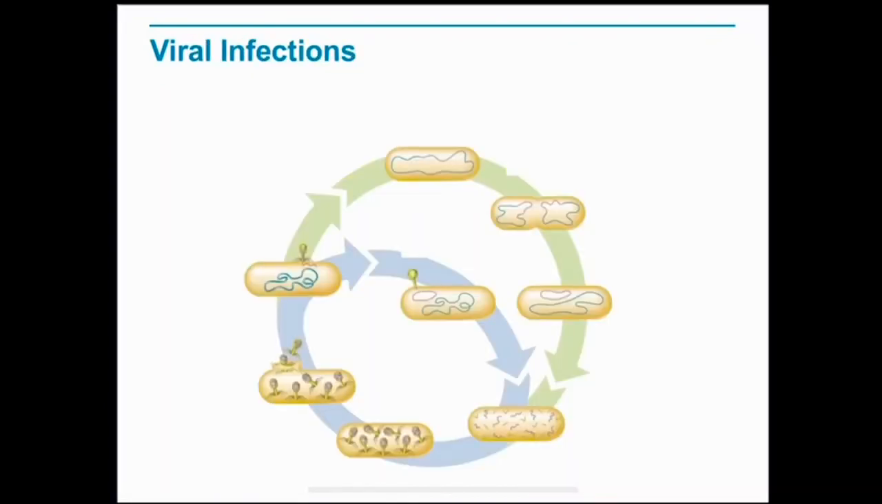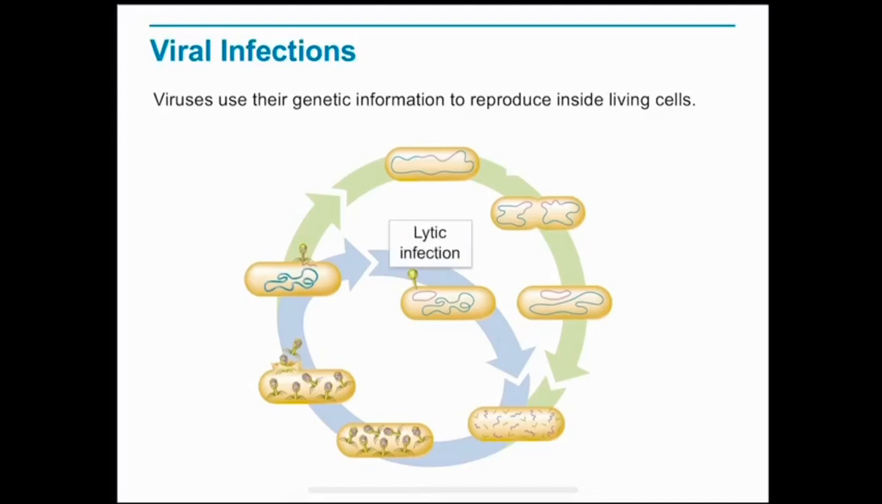Now, you may be wondering, what happens after the virus infects a cell? A virus's only mission after invading a cell is to make multiple copies of itself. They use their own genetic material to reproduce inside that living cell. For example, we have the lytic infection and the lysogenic infection.